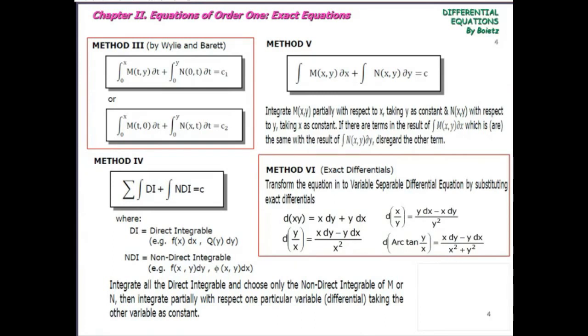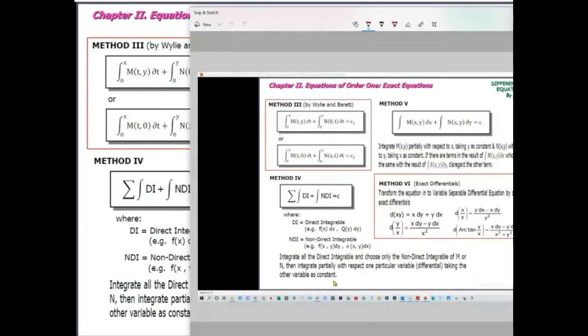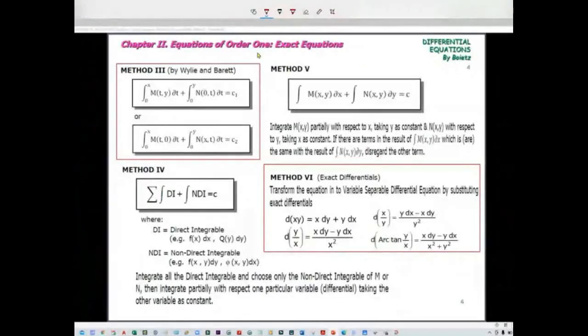Napakarami, hindi lang naman ito yung mga exact differential. You can invent exact differential. Pwede kang gumawa ng, for example, derivative ng x sin y. Ano siya? Sin y dx, yung hirap magsulat, pasensya na, plus x, derivative ng sine is cosine y dy.